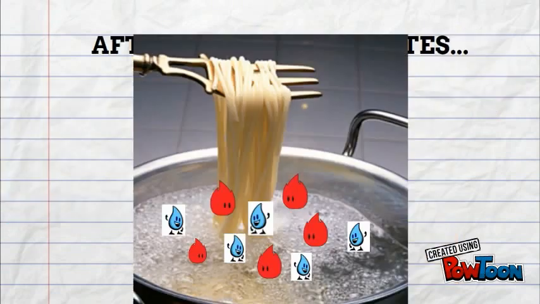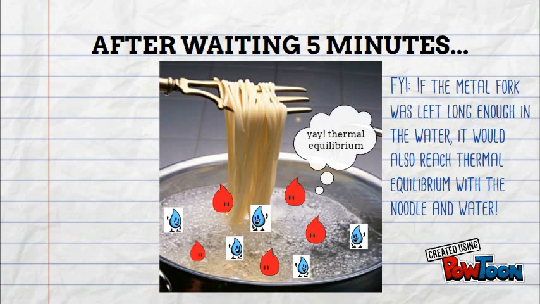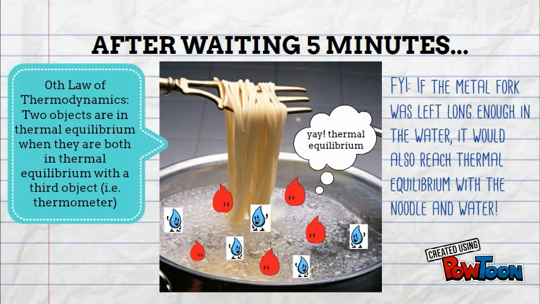After waiting a few minutes, let's see what happens. The noodles reach thermal equilibrium with the water. Keep in mind from the zeroth law of thermodynamics, two objects are in thermal equilibrium when they are both in thermal equilibrium with another object, for instance, a thermometer.